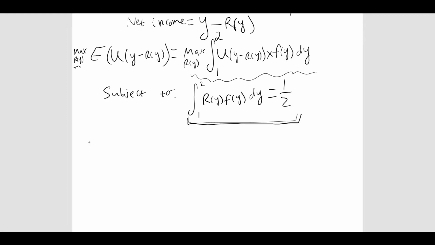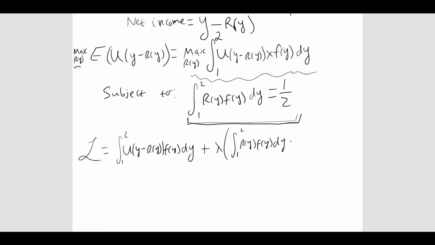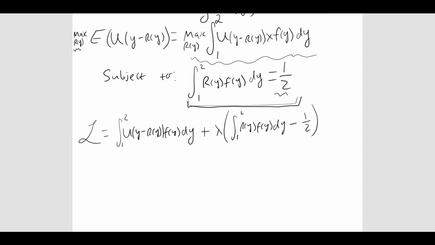So the Lagrangian is going to be the integral from 1 to 2 of (u(y) minus r(y)) f(y) dy, and I'll just carry on with it for a minute, plus lambda times the integral from 1 to 2 of r(y) f(y) dy minus 1 half. I've taken the half over, taken it away from both sides so we get 0, and then I've put it in with lambda. We want to maximize this using the first order condition. So we differentiate with respect to r(y), set that equal to 0, find out what lambda is, and then find out what r(y) is.